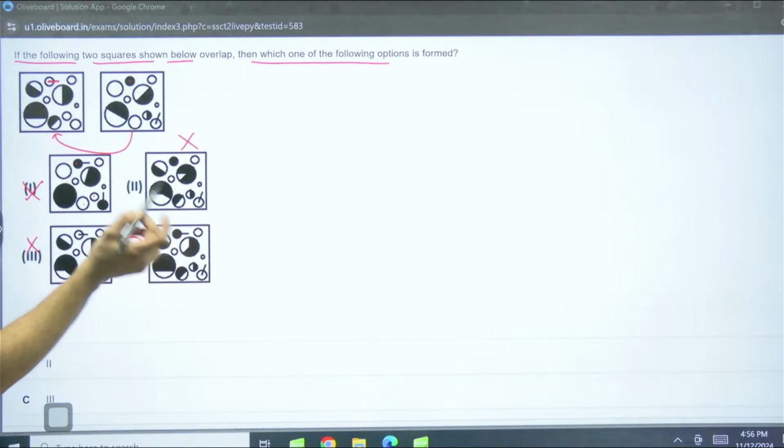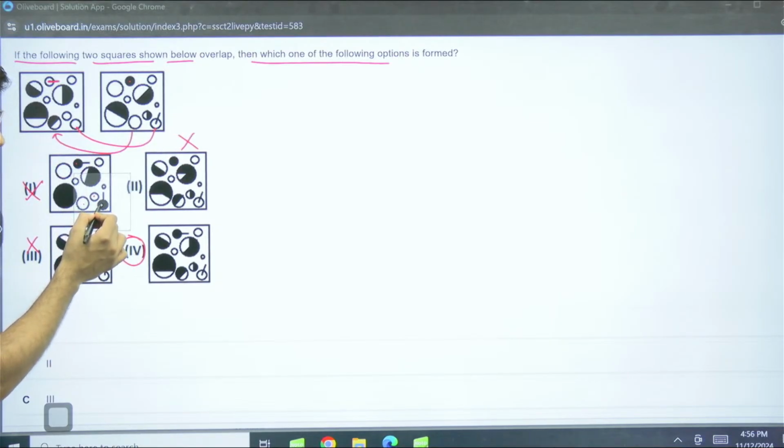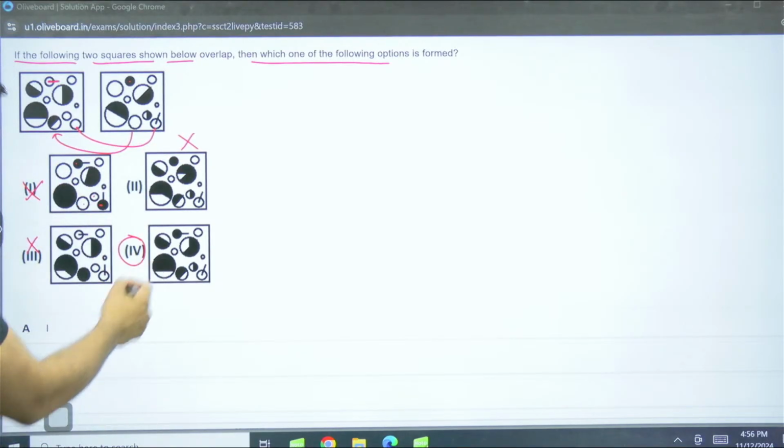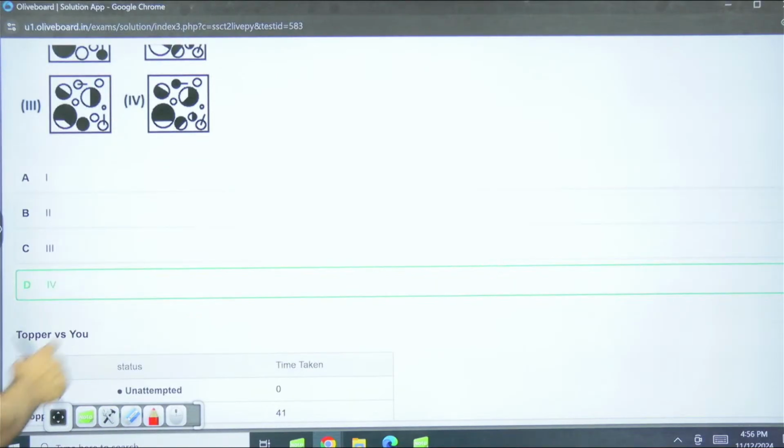Similarly, one more thing we can eliminate: this circle and this circle are unshaded, and this is the shaded one. That's why we are eliminating 1 as well. So 4 should be the right answer. The fourth image should be the right one. D. Yes, D is the right answer. Very good, Manish. Very good.